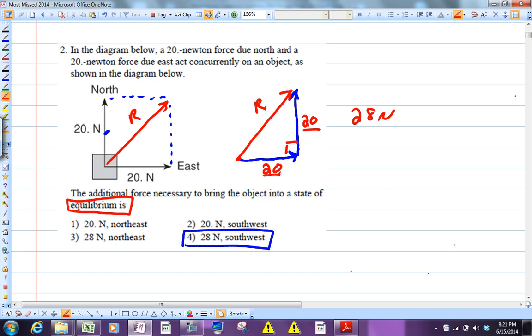They don't want R. What they want is this, the equilibrant. The same magnitude, just the exact opposite direction. So it is 28 newtons, it's just that it's 28 newtons to the southwest.